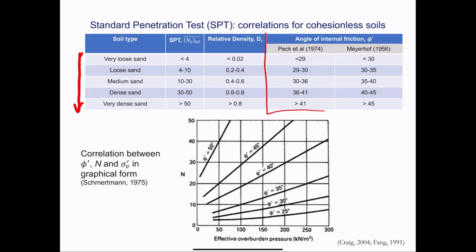Besides density, you can also get strength parameters. Of course, for these cohesionless soils, we're interested in phi dash. And depending on different correlations in literature, this is evidently not Hong Kong data. You have Peck et al. in 1974, Meyerhof in 1956. The only real trend you can see here is increasing friction angle, or phi dash, with density.